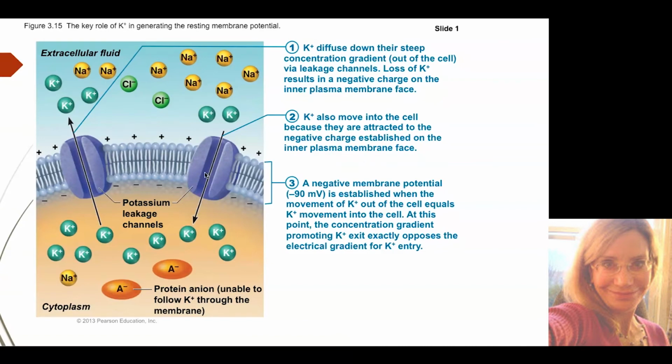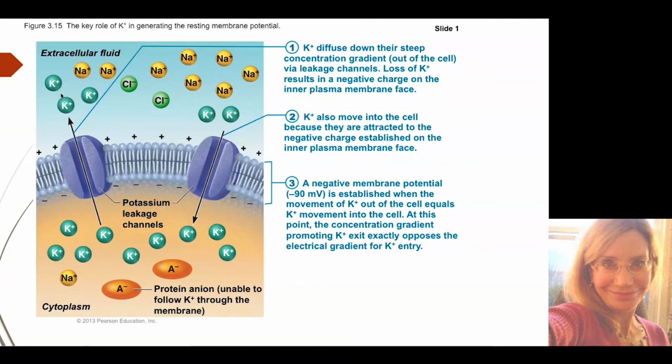the plasma membrane. A negative membrane potential of minus 90 millivolts is established when the movement of potassium going out of the cell equals the potassium movement into the cell. At this point, the concentration gradient promoting potassium exit exactly opposes the electrical gradient for potassium entry.